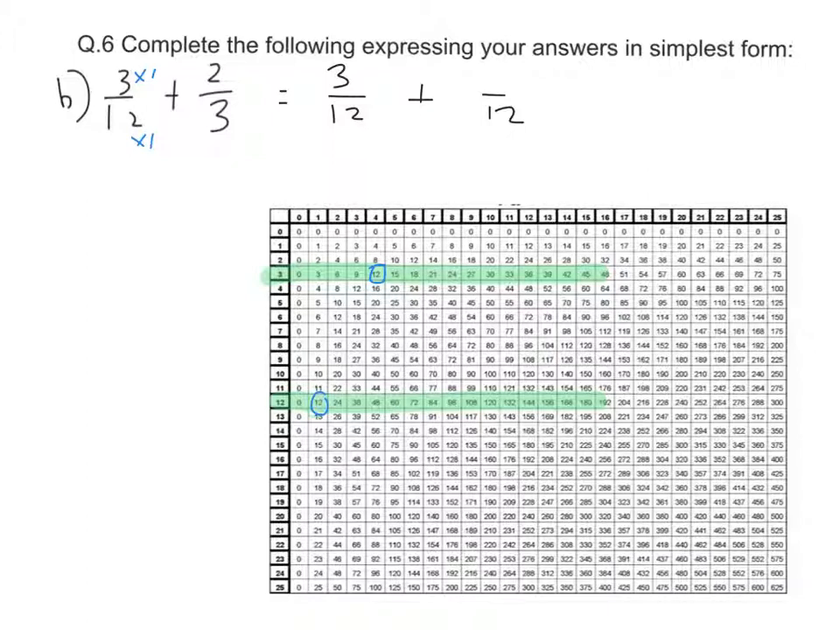Now, for this one, I got 12 here by multiplying 3 times 4 equals 12. So I multiplied that by 4, so whatever I do to the bottom, I do to the top. 2 times 4 is 8. So now I have the same denominators. I can go ahead and add the numerators together. So 3 plus 8 equals 11. 11 over 12 should be your final answer because we can't simplify that anymore.